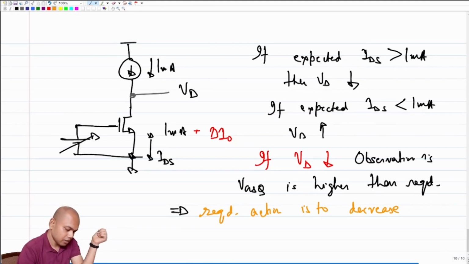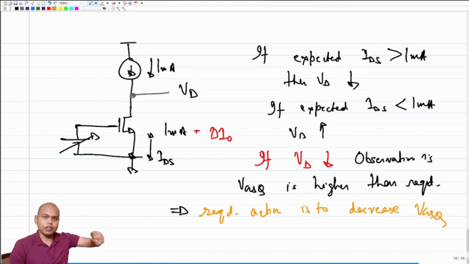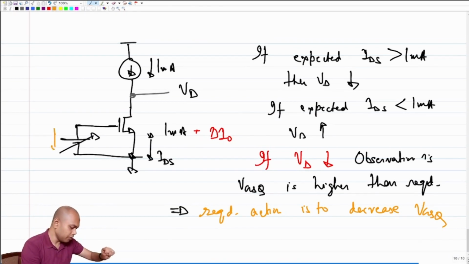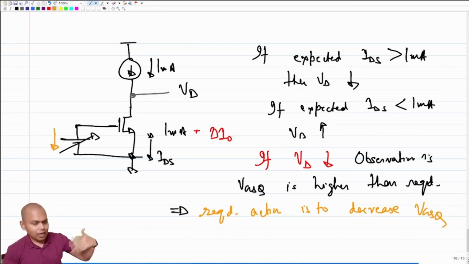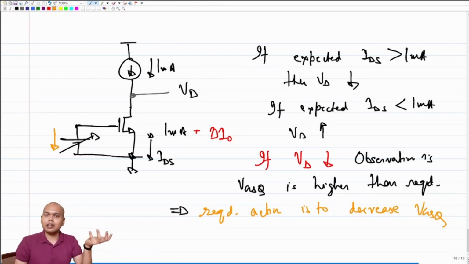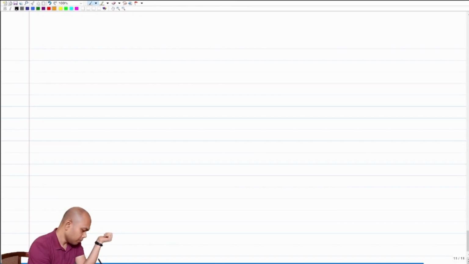Correct? So if I am in the lab, what will I do? I will tune the VGSQ knob till I see VD is not decreasing anymore, right? So what is, again quickly, the algorithm?